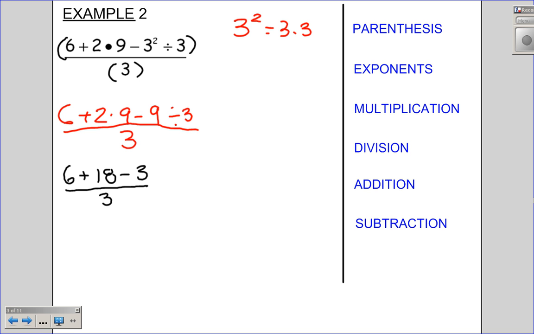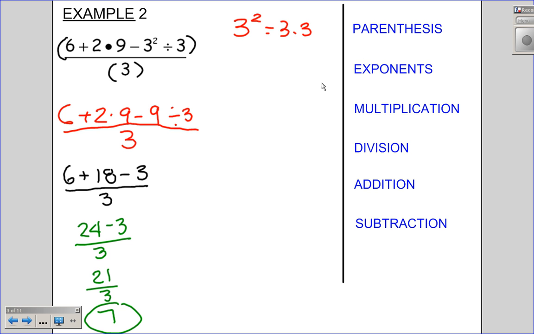As I'm looking at my next step, addition and subtraction from left to right. So let's add and subtract from left to right. 6 plus 18 would be 24, minus 3 over 3, and 24 minus 3 is 21, and 21 divided by 3 is 7. So my answer is 7.